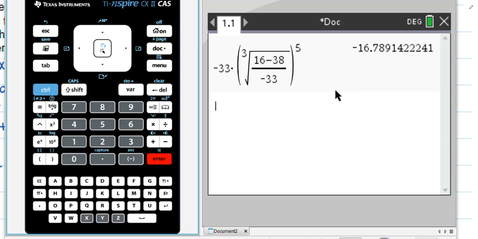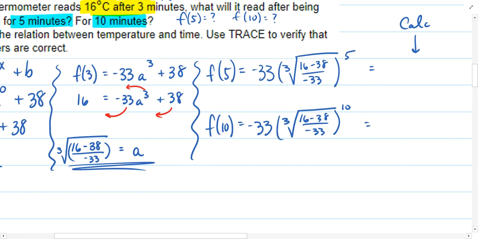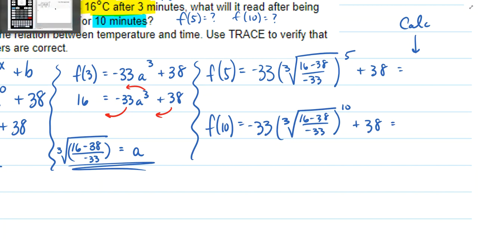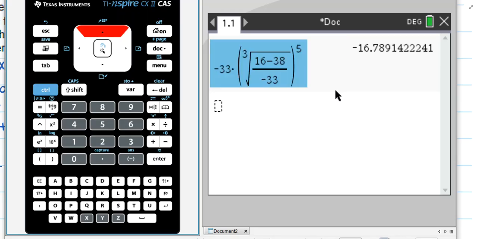But this result doesn't look right at all, does it? So what did I forget? Yes, the equation required the sum of 38 at the end. Hopefully you caught that mistake and were screaming at the screen as I omitted that. Let's go back and correct that.